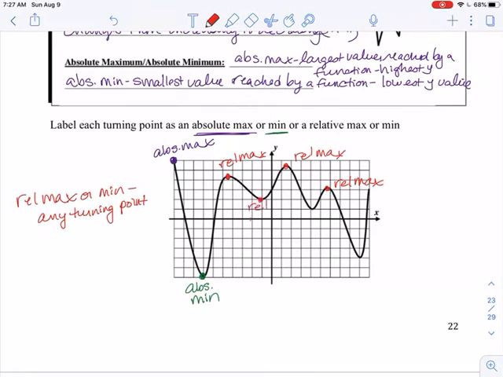Here I have a relative min. And here I have a relative min. And here I have a relative min. Okay, let's turn this over to the next page. We have a graph. We're going to try and answer some questions.